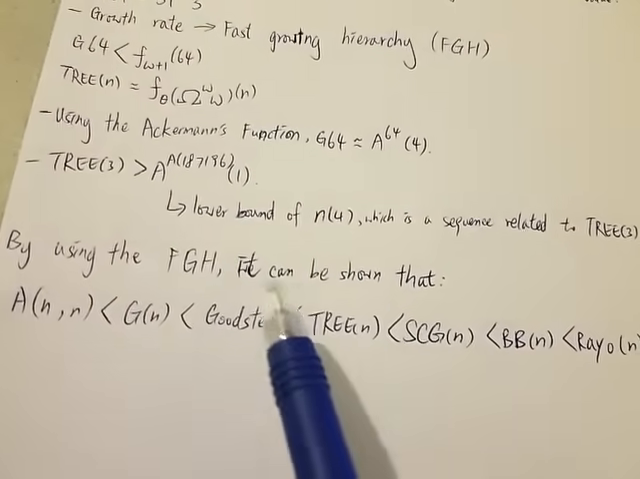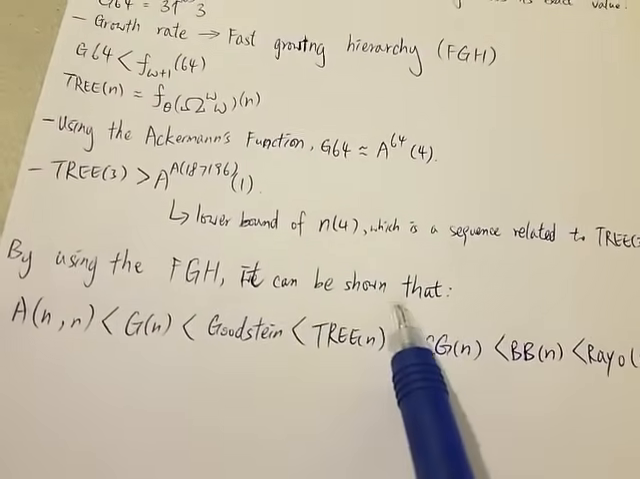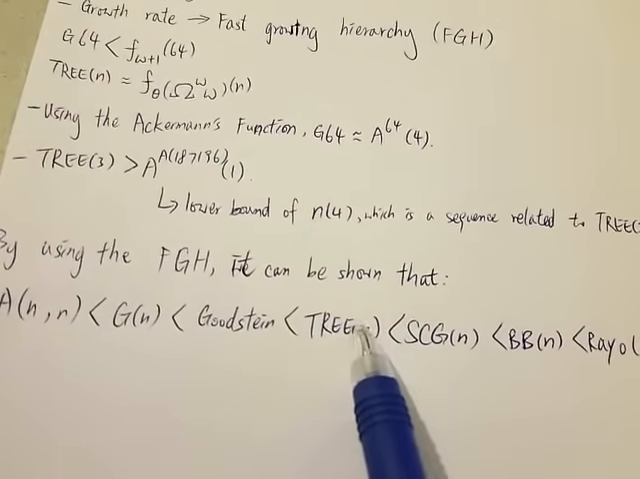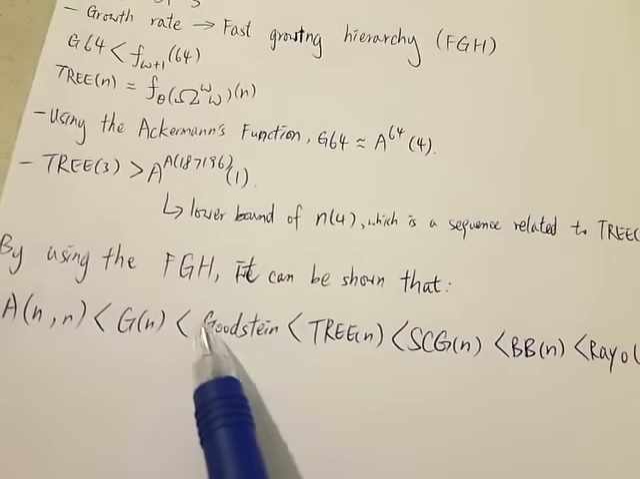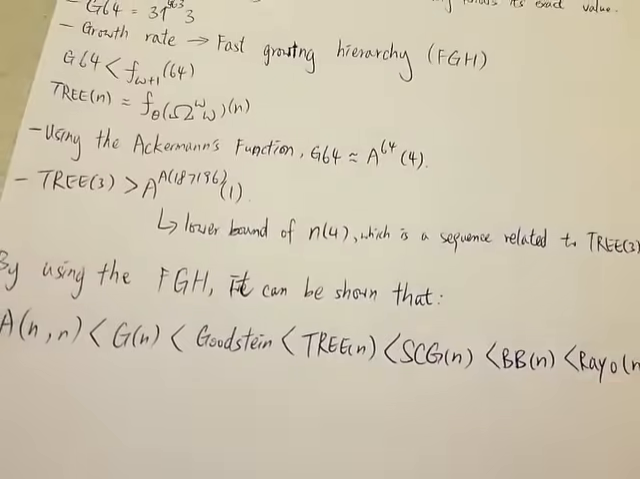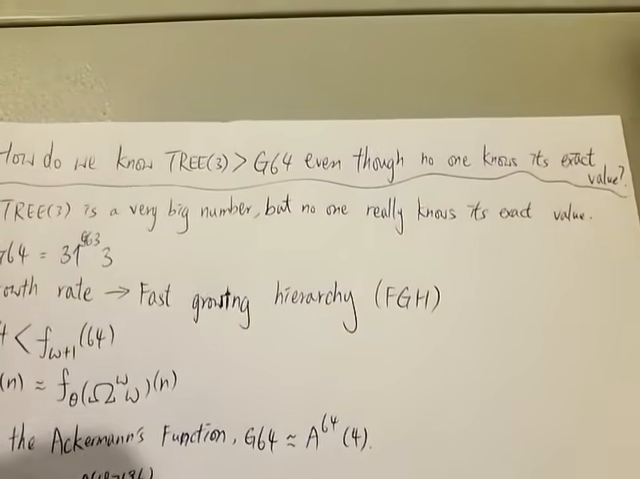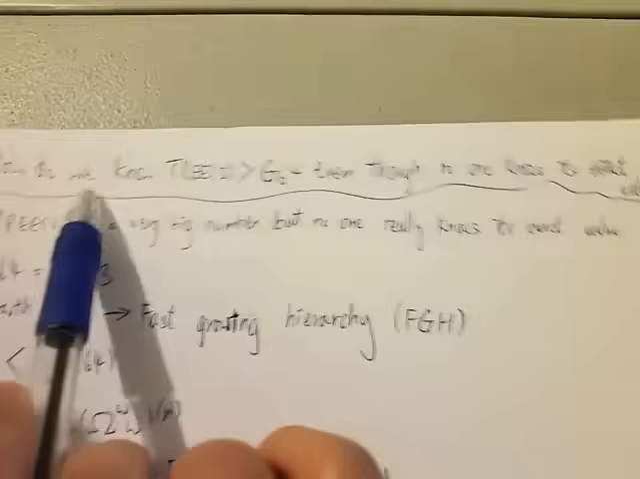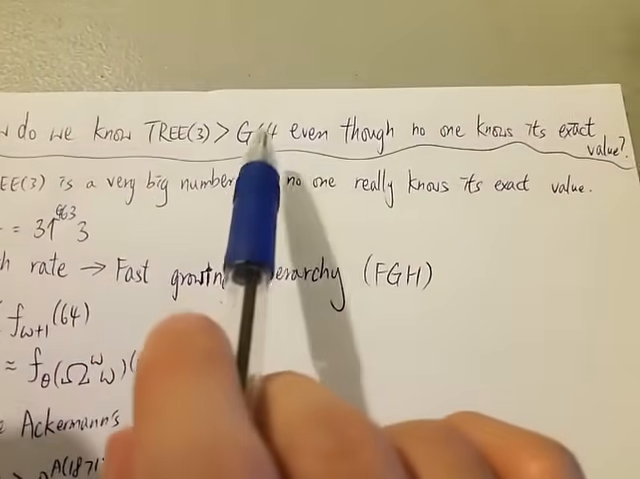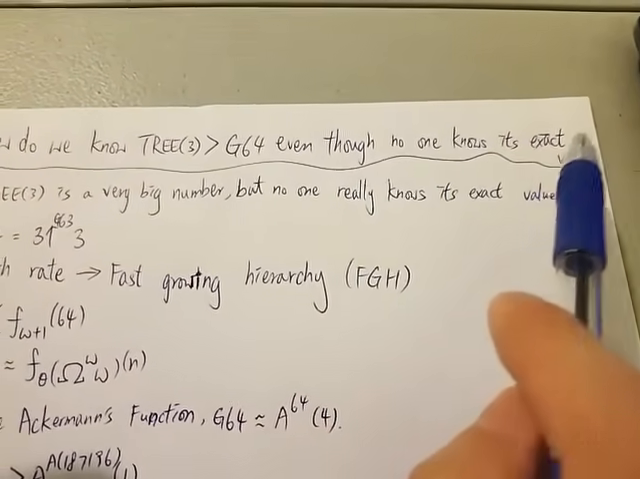Using the fast-growing hierarchy, we can see that some numbers are bigger than others, even though we are not calculating them and we don't know their exact values. So that is how we know that some numbers are bigger than others, even though we don't know their exact values.